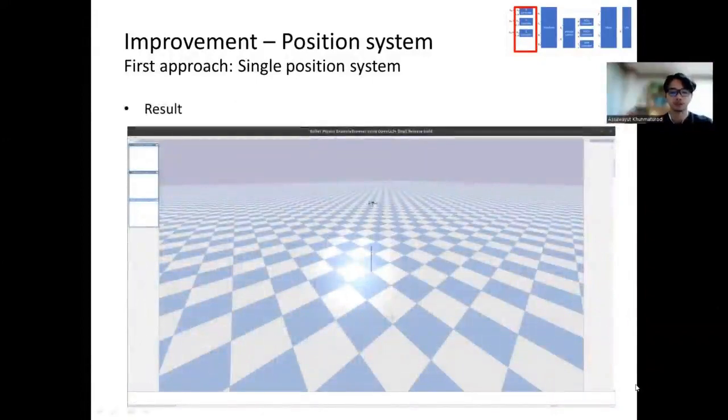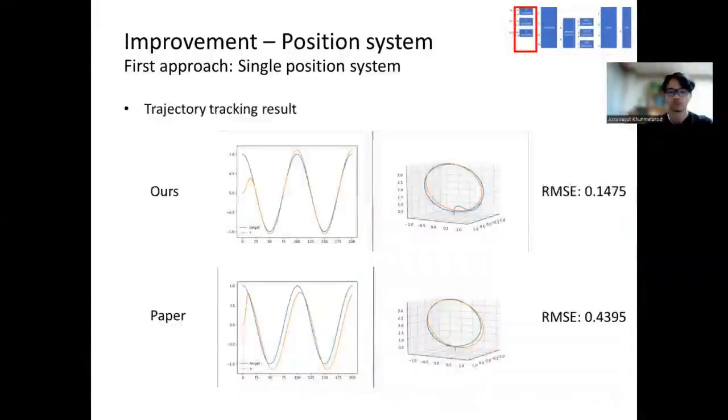And the result is shown in the videos, where the drone tracks the reference trajectory, a tilted circular path in 3D space. As can be seen in the video, the drone can move and travel along the specified trajectory. For the tracking performance, the left picture shows the tracking result in the x-axis, with the blue curve as the reference trajectory and the orange curve as the drone trajectory.